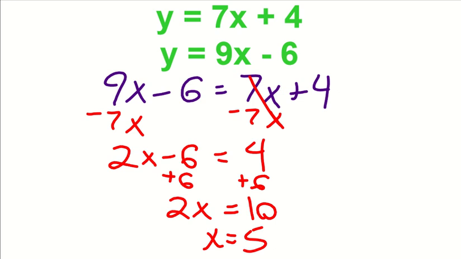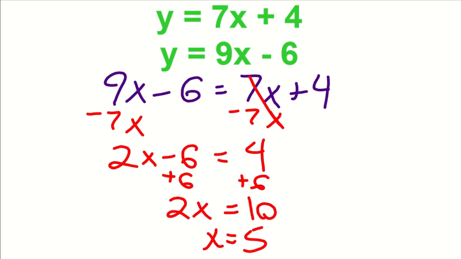If the x's were ever the same, that's when you have no solution or infinite solutions. That means they'll have the same slope, so it depends on what the other numbers are. If the other numbers are different, but the x's are the same, that means you have no solution. If everything's the same, that's infinite solutions.